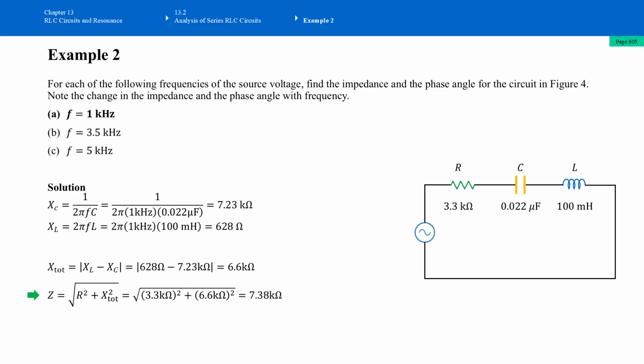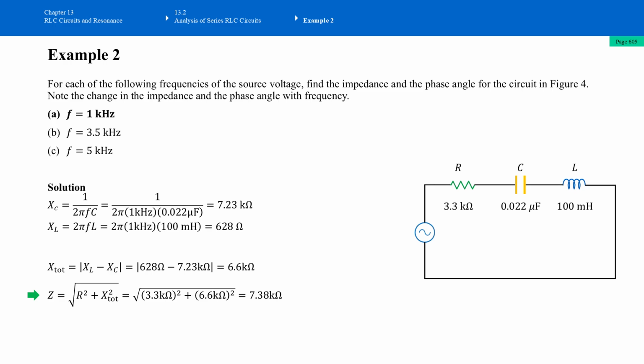From there, let's find the impedance of the circuit. This is the same formula as for an RC or RL circuit. So we use the square root of R squared plus, instead of using XC or XL, we use X total squared. Plugging in the numbers, that's the square root of 3.3 kiloohms squared plus 6.6 kiloohms squared. Put these numbers into the calculator, we get 7.38 kiloohms.